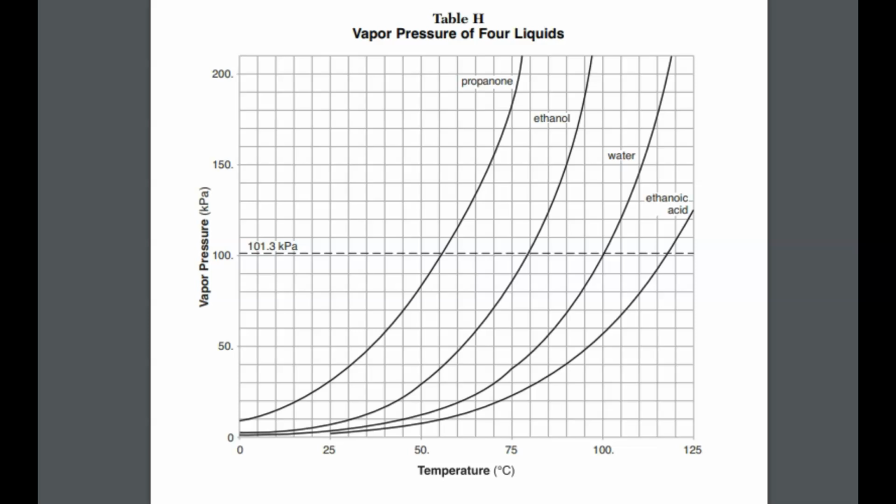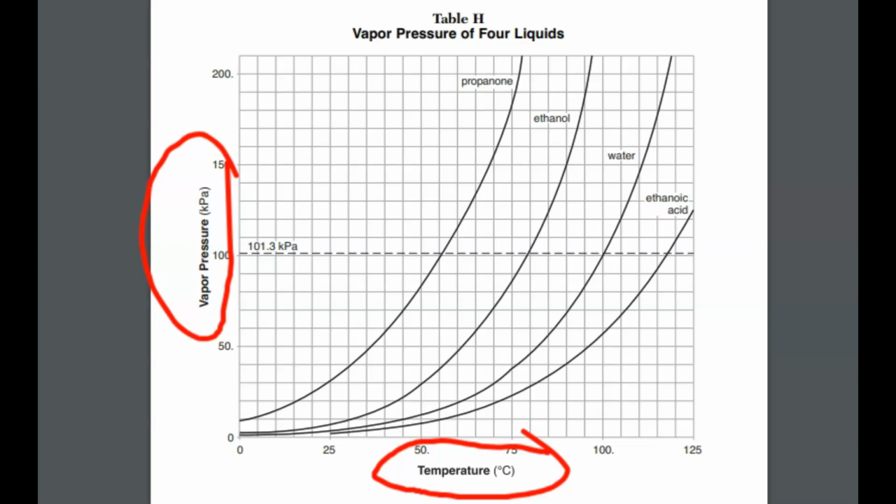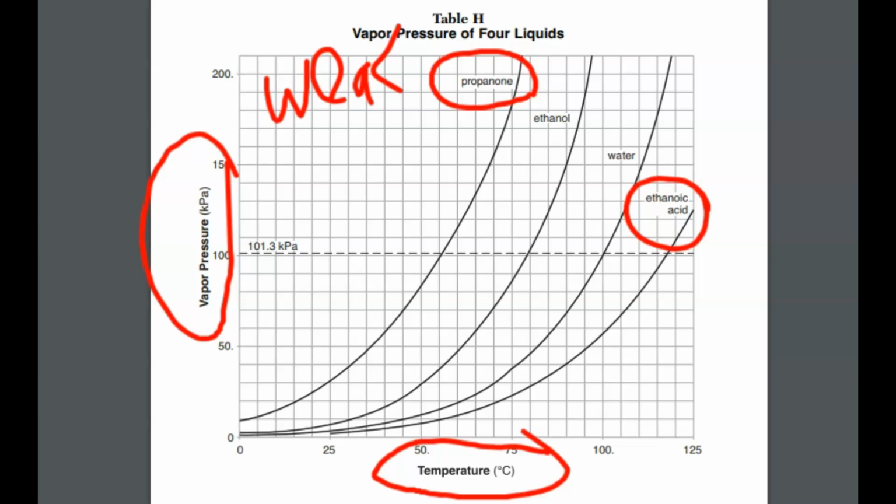We have vapor pressure, or pressure, right? As a liquid goes from that state into the gas phase in a closed system, vapor pressure here on the Y, and temperature on the X. The weaker the attractive forces between particles, the easier it is to go into the gas phase. And that means that propanone has the weakest attractive forces of the 4, and ethanoic acid has the strongest. And that will always be the case.